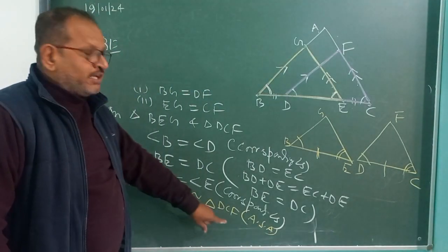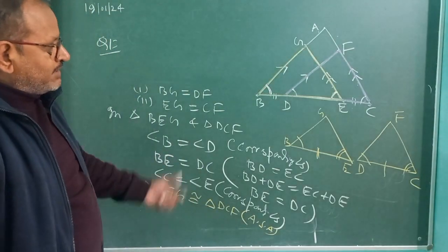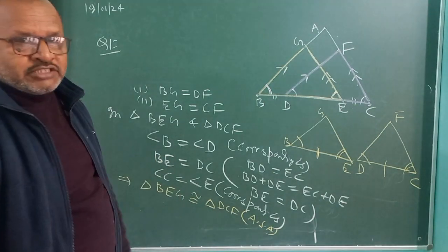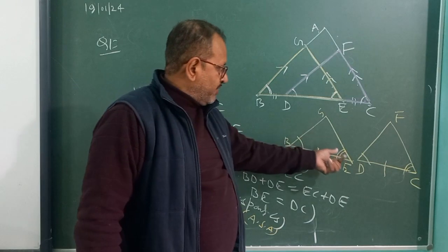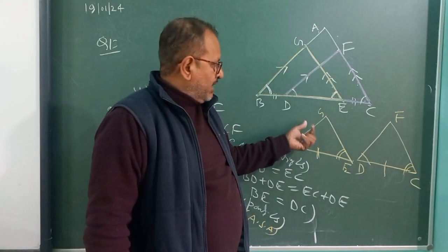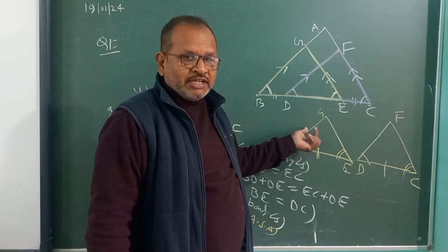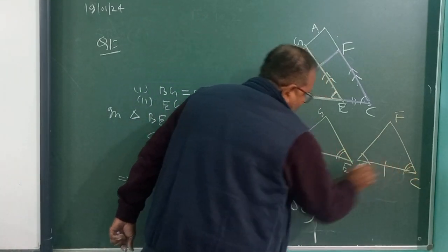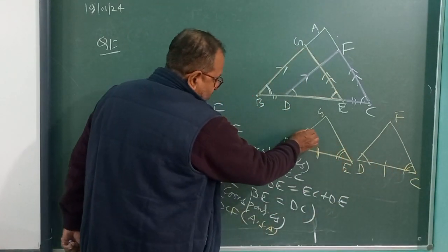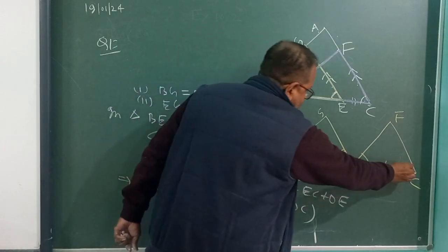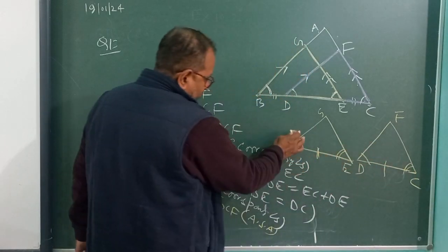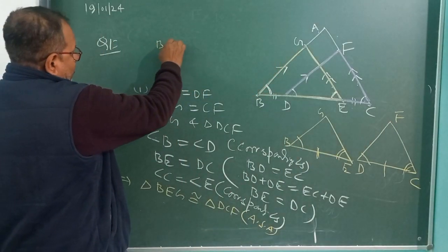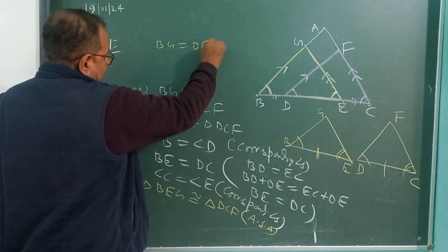So if both the triangles are congruent, we can write their corresponding parts equal. Corresponding parts means sides opposite to equal angles are corresponding sides, and angles opposite to equal sides are corresponding angles. So see here, angle E and angle C are equal. Angle E opposite side is BG. Angle C opposite side is DF. So we can write BG is equal to DF.